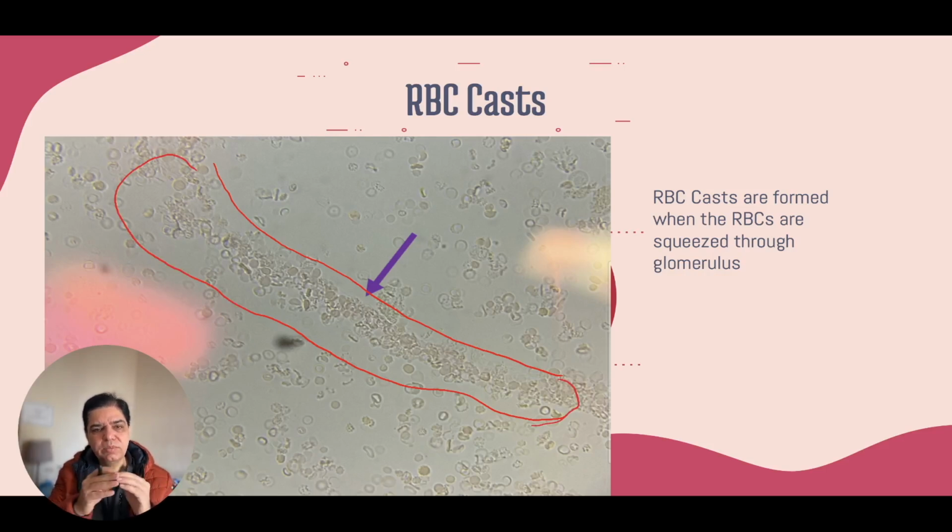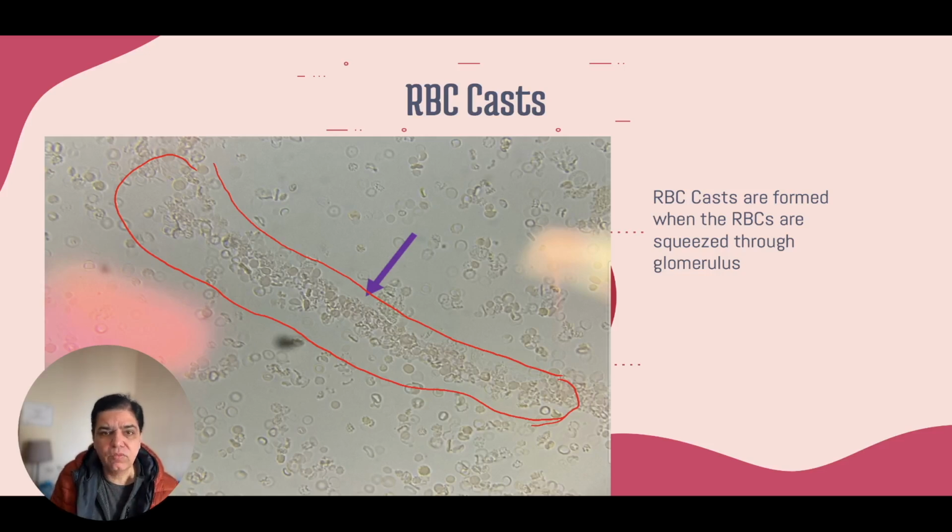When there is a problem with the glomerulus, these damaged RBCs are squished and pushed through the glomerulus. As they pass through the renal tubule, the proximal tubule, what would happen? These damaged RBCs would be stacked on top of one another, and a sort of rectangular elongated structure is formed by clumping of these RBCs together, and we call them RBC casts. So RBC casts simply mean that the red blood cells have been squeezed and pushed together from the glomerulus in such a way that they've been stacked on top of one another.